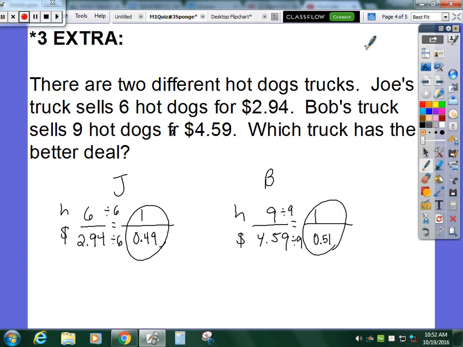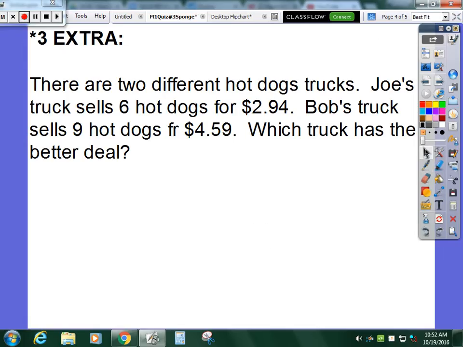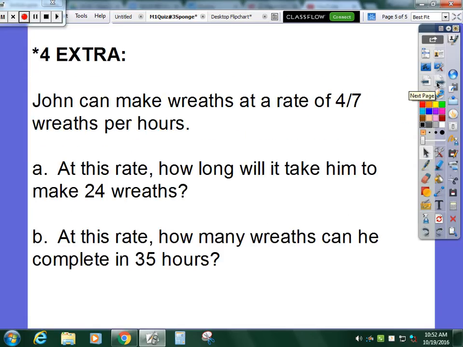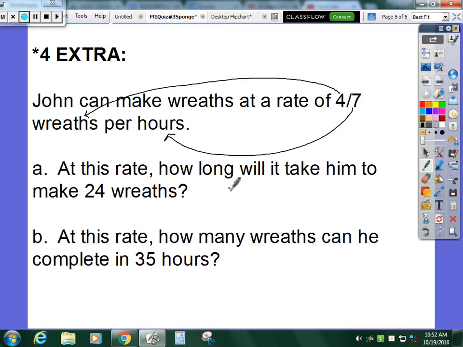Okay, last extra one. I'll read it, and then your teacher can pause it, and then you can go hit play in the video to reveal the answer. John can make wreaths at a rate of 4/7 wreaths per hour. Okay, this confuses some people. The 4 is going to belong to the wreaths. The 7 is going to belong to the hours. So the very first thing you do is write down the first fraction, 4/7. 4 wreaths can be made in 7 hours.